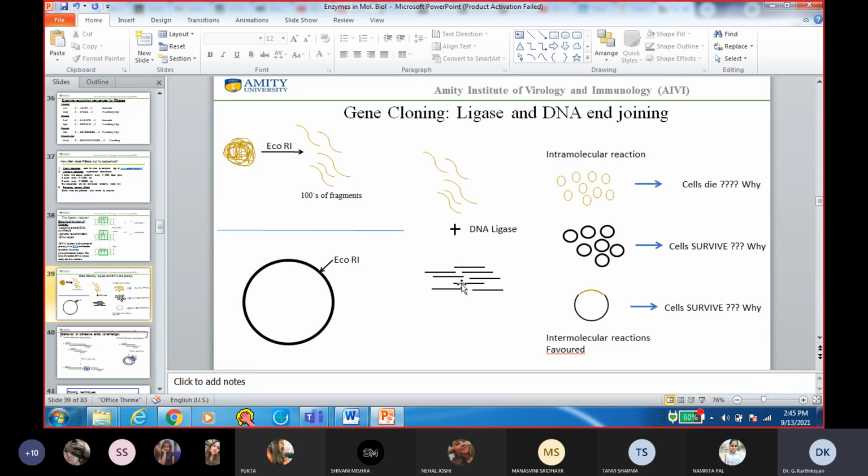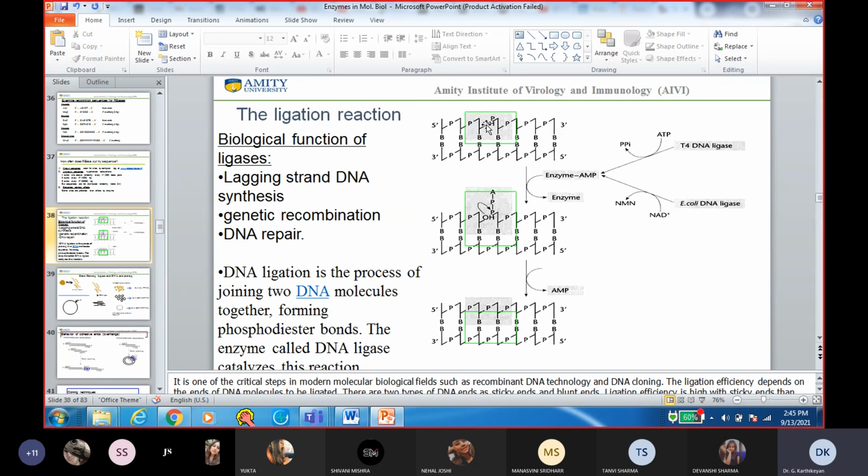In order to prevent the vector from religating on itself, we use an enzyme called alkaline phosphatase. What does alkaline phosphatase do? A kinase transfers a phosphate group. A phosphatase removes the phosphate group. Remember the ligation reaction is between the phosphate group and the hydroxyl group. When you treat these vectors with alkaline phosphatase, this phosphate is lost. When this phosphate is lost, ligase cannot do its job.